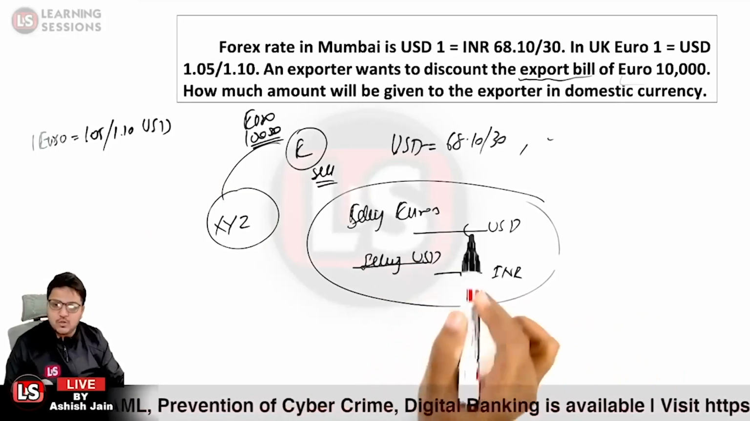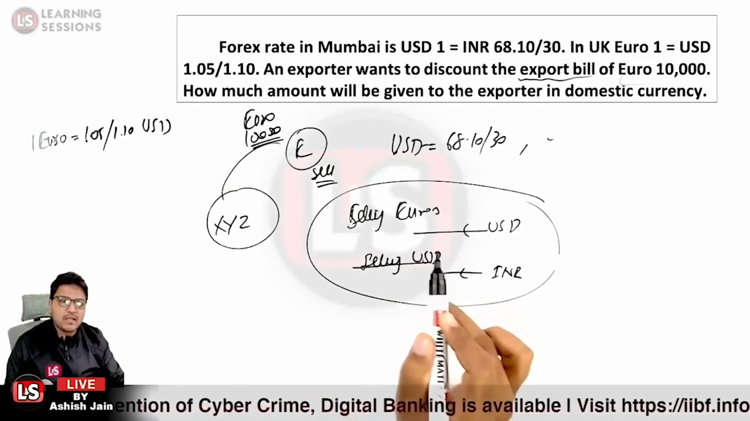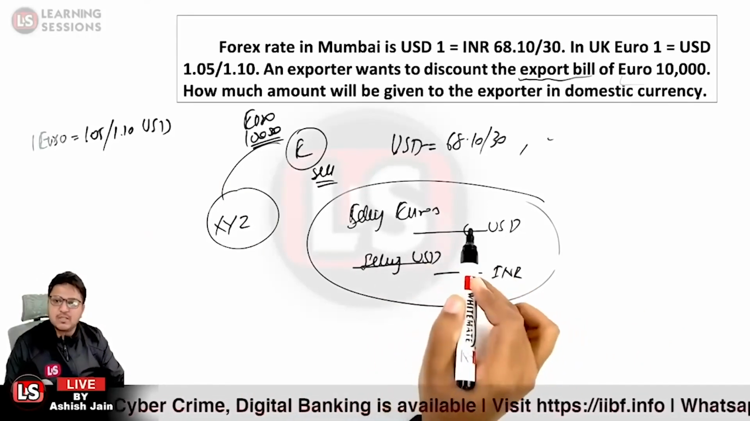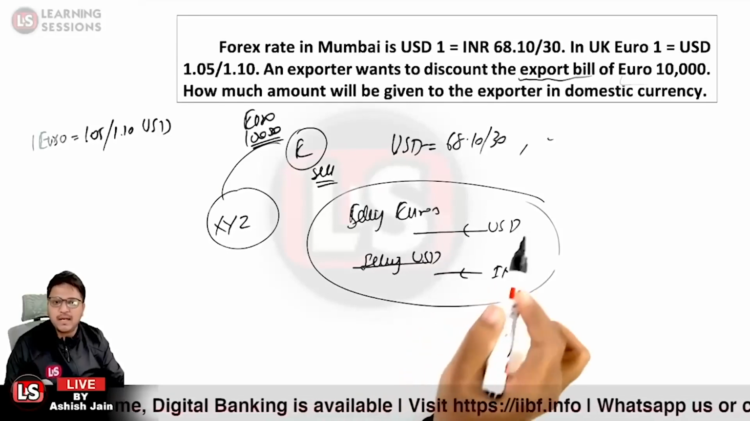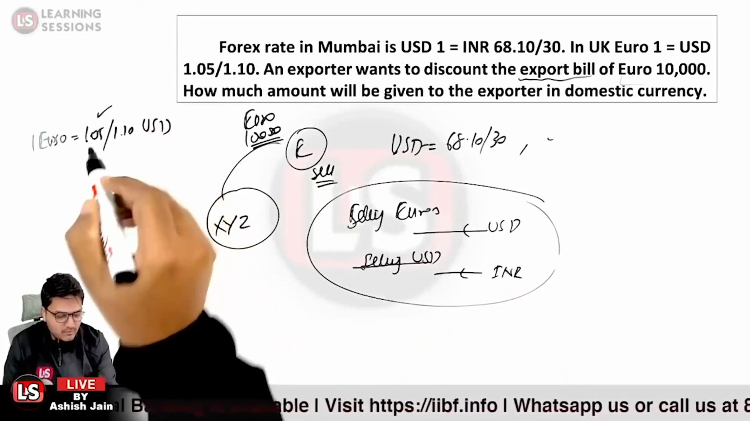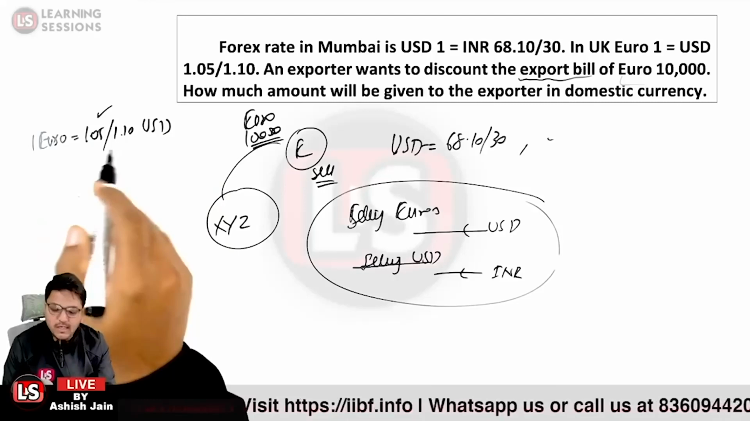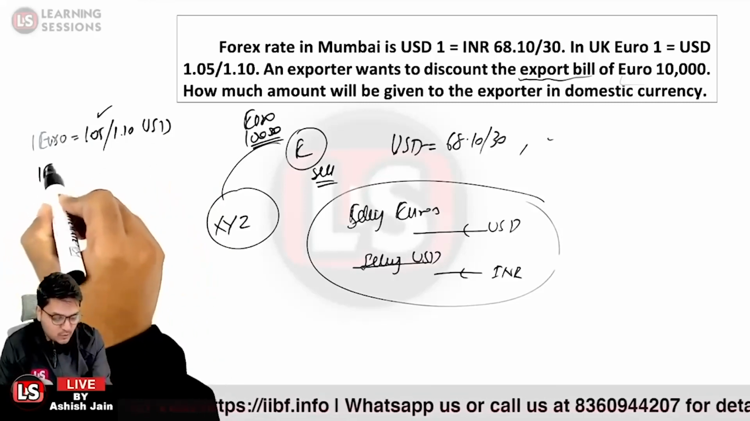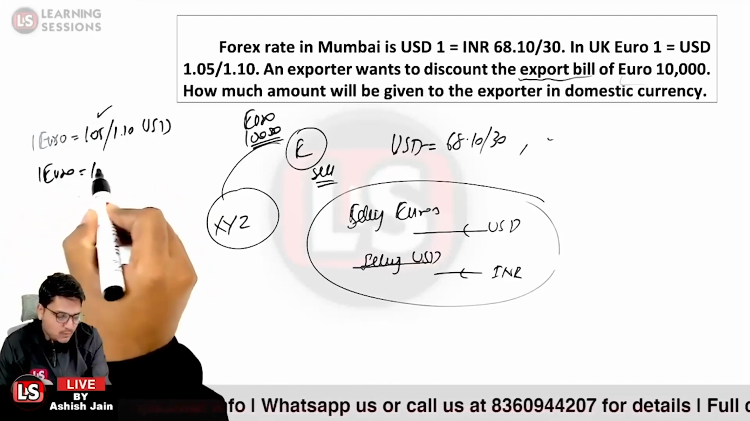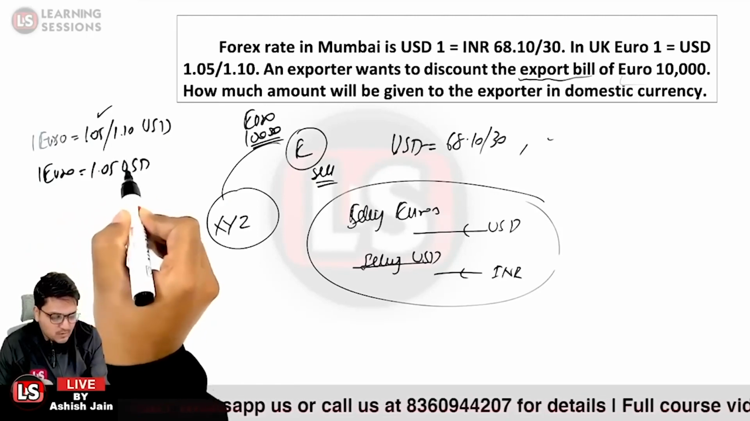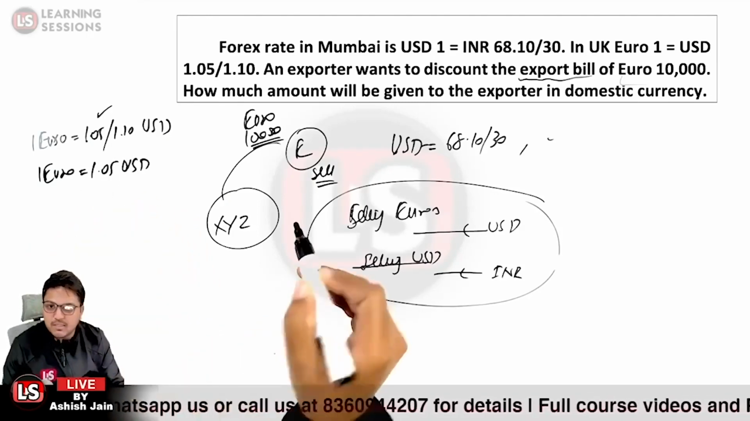Okay, so he wants to sell the euros. At what rate will he be able to sell the euros? At a price at which the market is ready to buy. So what rate would be applicable? It will be the 1.05 euro to USD rate. So 1 euro is equal to 1.05 USD. Okay, so that is the rate which is applicable in this particular case.